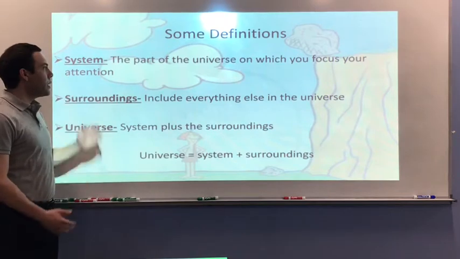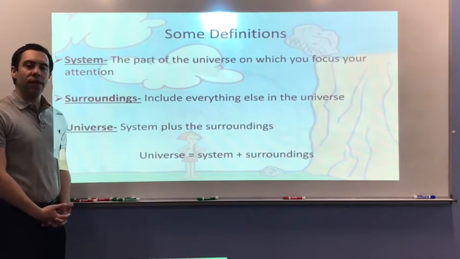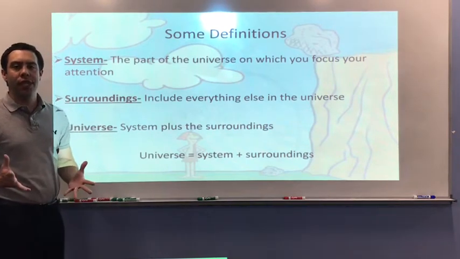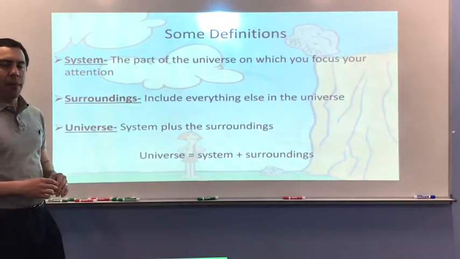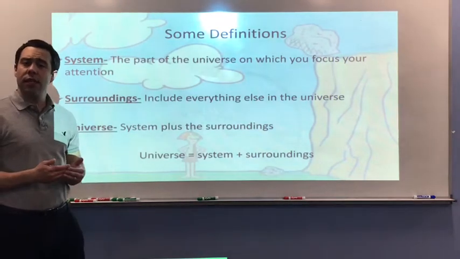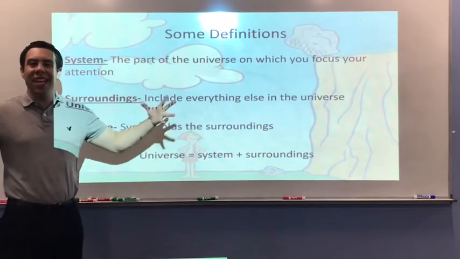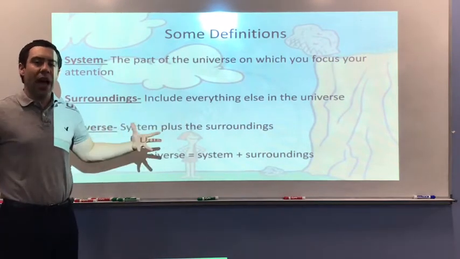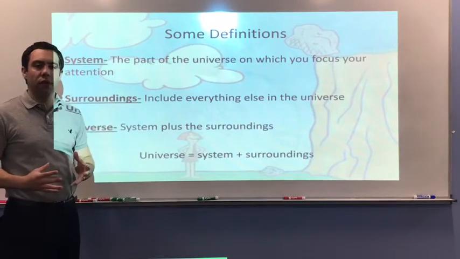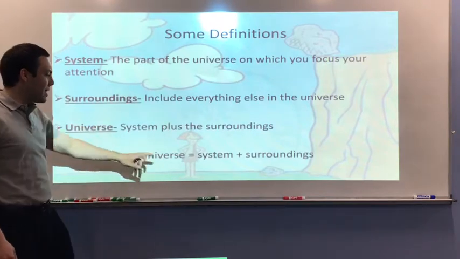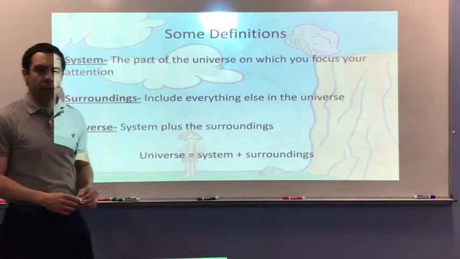The first one is system. The system is the part of the universe in which you focus your attention. So if you're performing a chemical reaction in a beaker, the system would be that beaker. Whereas the surroundings would be everything else, the area surrounding that beaker, everything else in the universe. And the universe is the system plus the surroundings.